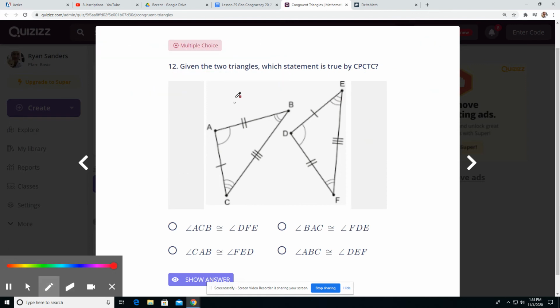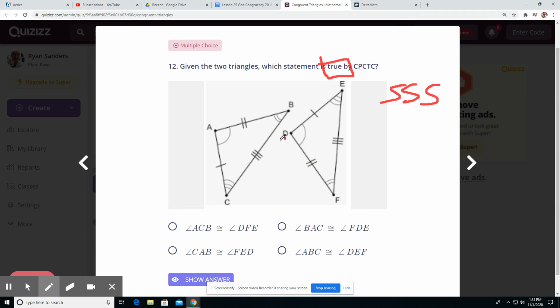So which one is that? CPCTC. So if we know these triangles are the same, so let's look. Are the triangles the same? Yes, the triangles are the same. Then their parts are the same. So which of these parts are true? So we already know the triangles are congruent. So which of these is listing a part that matches?